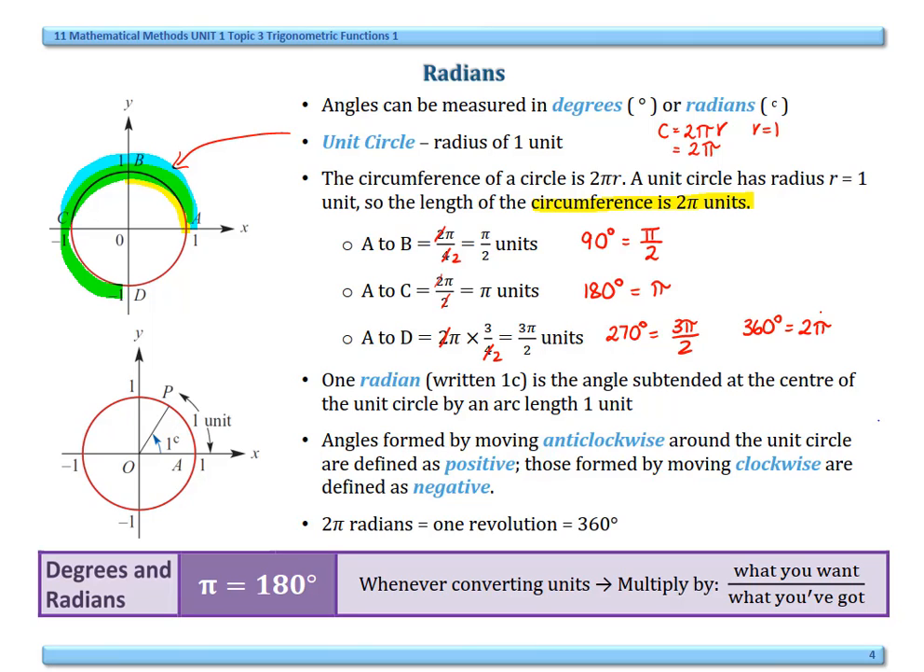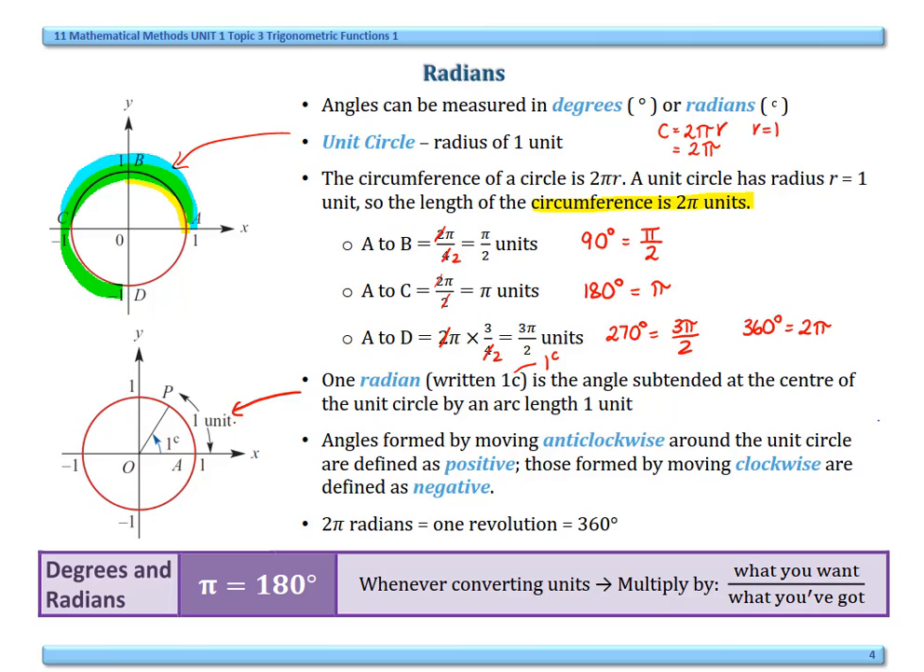Radians are in pi's. So 1 radian, written as 1c, or usually that c will be a superscript, so it'll be 1 to the c, is the angle subtended at the center of the unit circle by an arc length of 1 unit. And you can see that there.